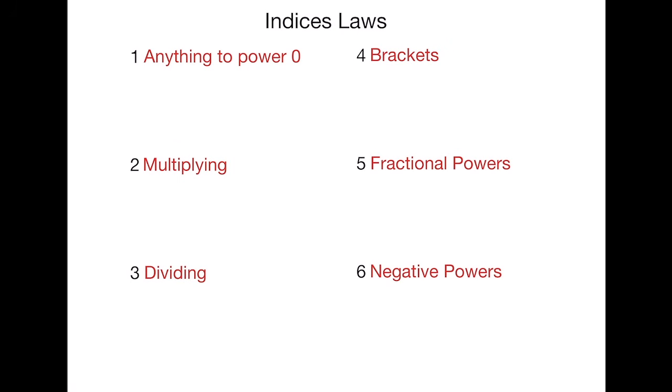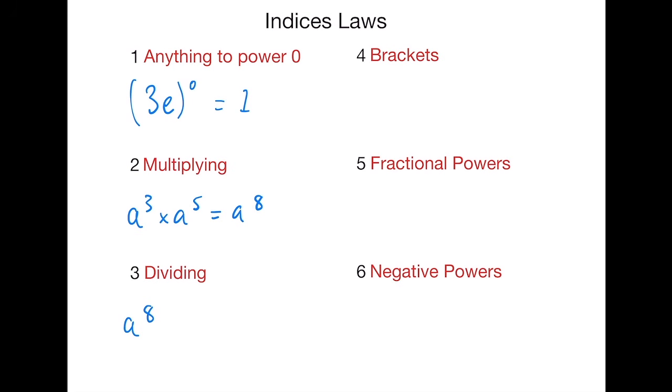Indices laws next. Anything to the power of 0 is 1. So if you have 3e all to the power of 0, that's going to equal 1. Multiplying, an example would be to simplify a cubed times a to the 5, that is going to be a to the 8.